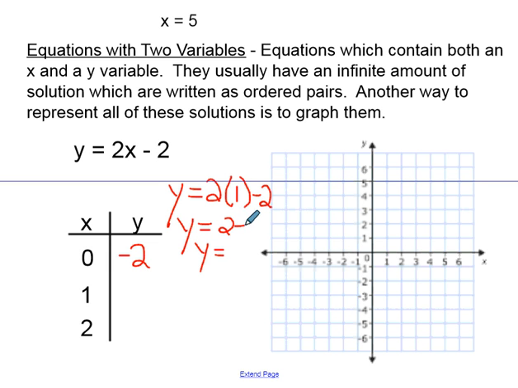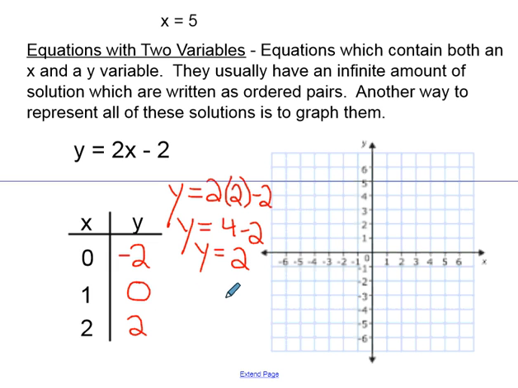Now I'm going to do the same thing with the other values that I have here. Let's just erase what we have. All right, so now I'm going to go to 1. When x equals 1, this is going to give me 2 minus 2. So this tells me that y equals 0. Put a 0 in here for y. So when x equals 1, y equals 0.